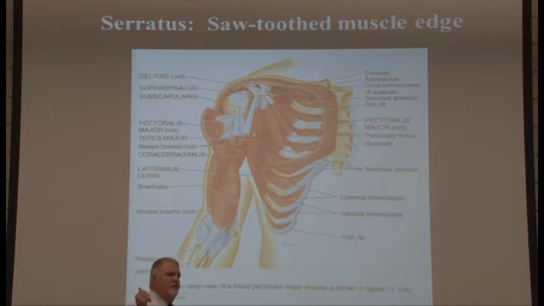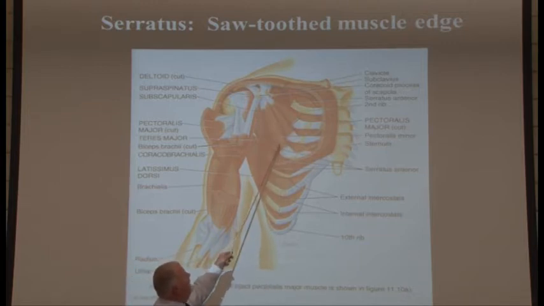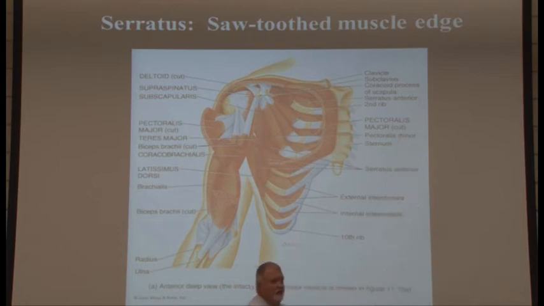So when the serratus anterior contracts, since this is its origin, then the scapula is what's going to move. So it contracts and brings the scapula forward like that. So its name comes from the fact that it's serrated on the anterior surface. So serratus anterior tells us where the serrated surface part of the muscle is.